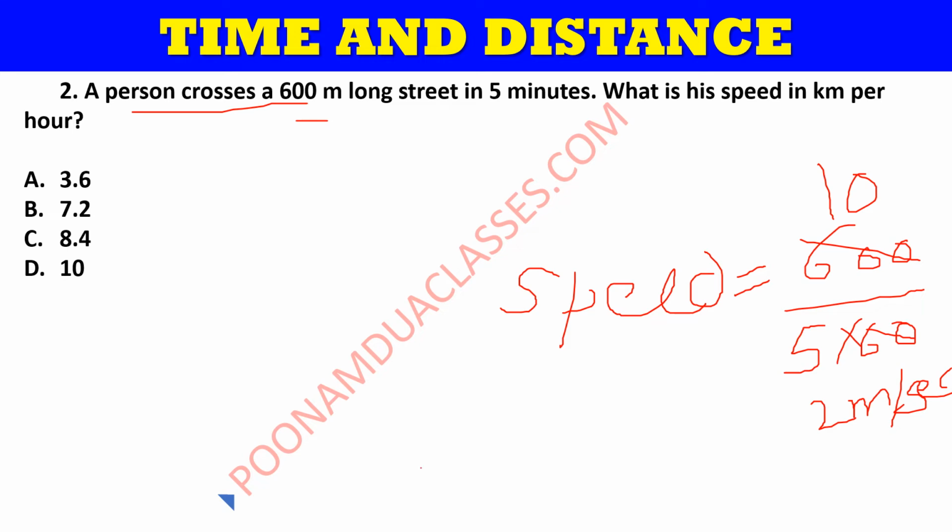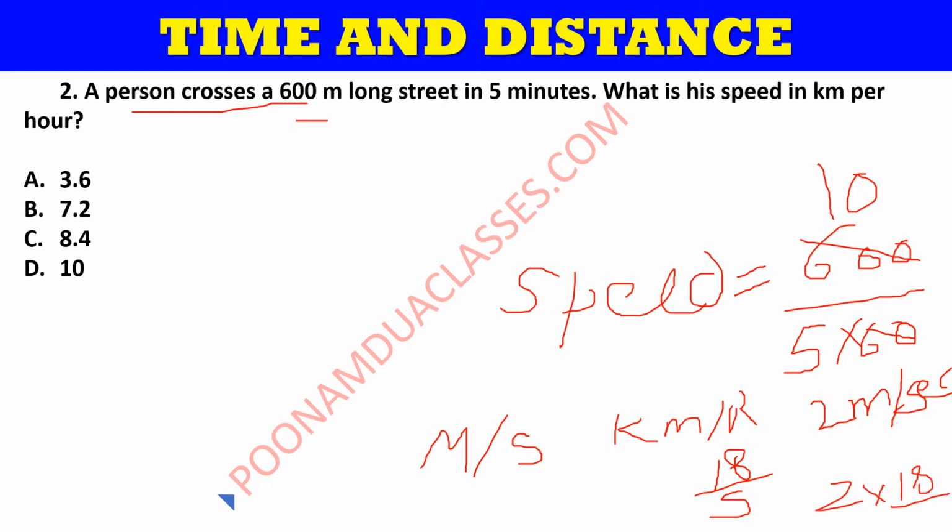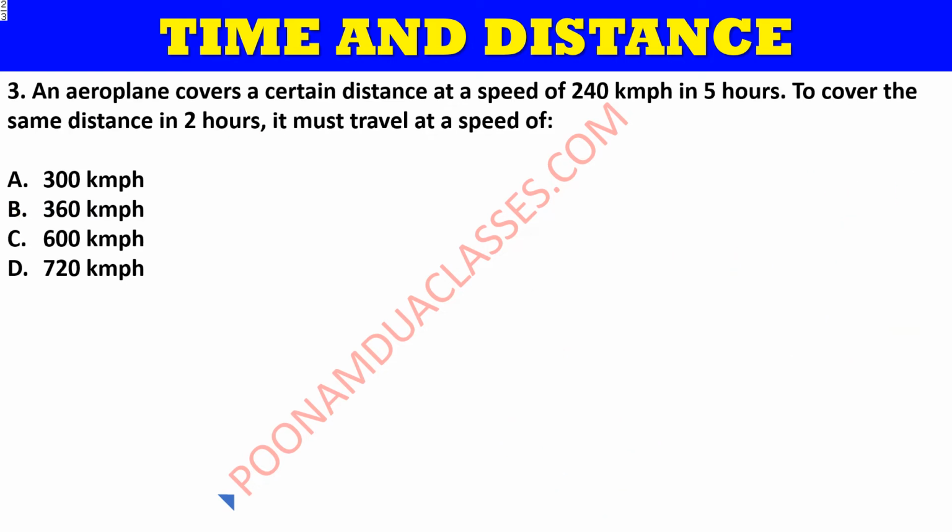और मीटर पर सेकेंड को हमने सीखा हुआ है कि मीटर पर सेकेंड को कैसे कन्वर्ट करना है किलोमीटर पर आवर में, by multiplying it with 18/5. So we will multiply 2 with 18/5. This will give us the answer 7.2. So 7.2 kilometer per hour is the right answer. Option B here is the right answer.